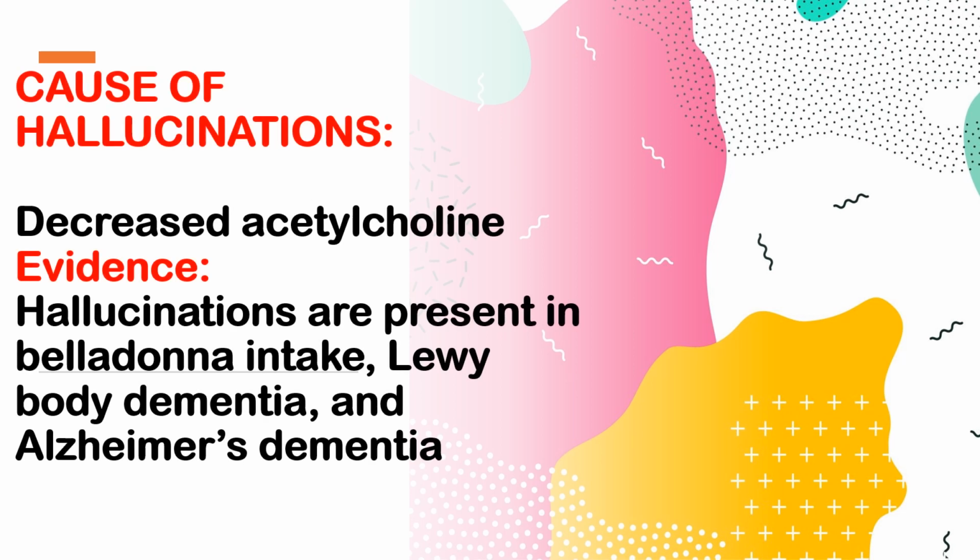Another cause of hallucinations is decreased acetylcholine. Evidences? First, hallucinations are present after belladonna intake. Belladonna is a plant that contains atropine, scopolamine, and other anticholinergic agents. Anticholinergic means against acetylcholine. They decrease the level of acetylcholine. Another evidence is that 60% of patients with Lewy body dementia and 30% of patients with Alzheimer's dementia experience hallucinations. Both of these conditions are characterized by a reduction in acetylcholine.